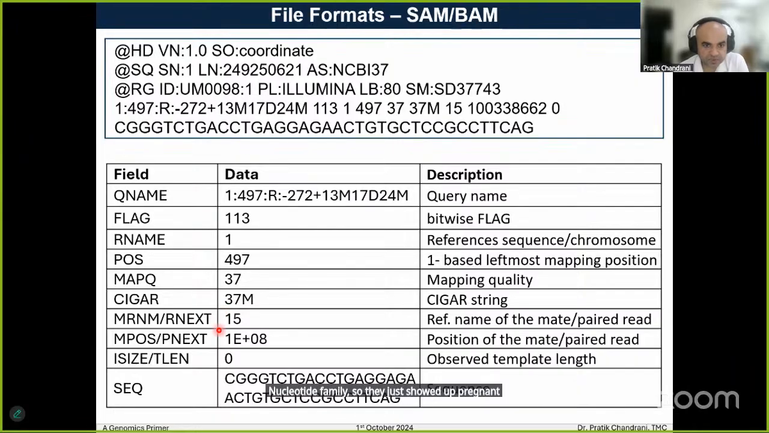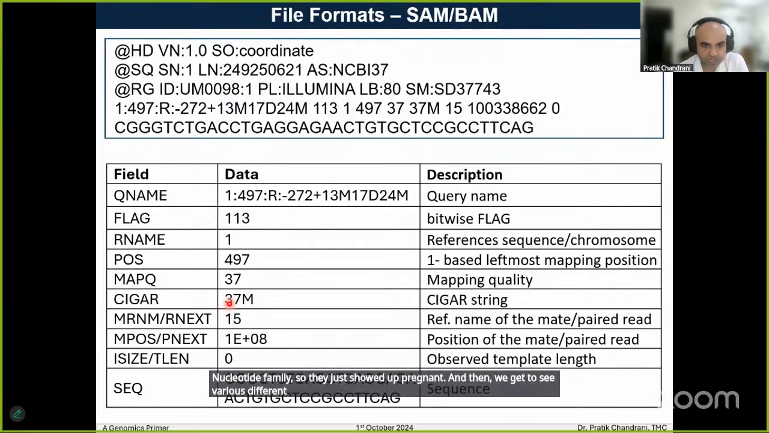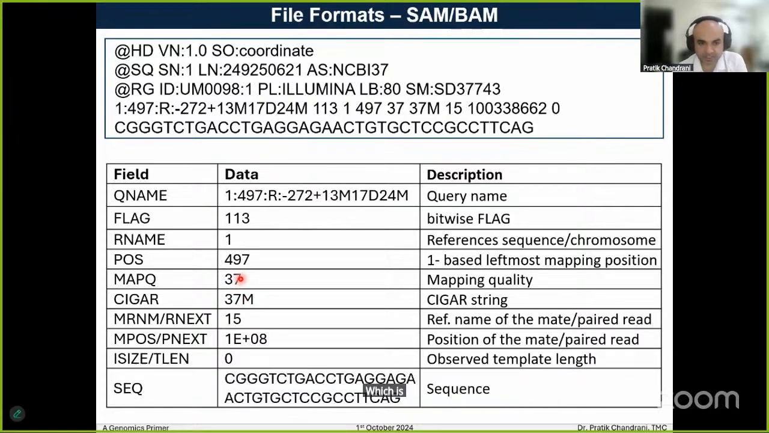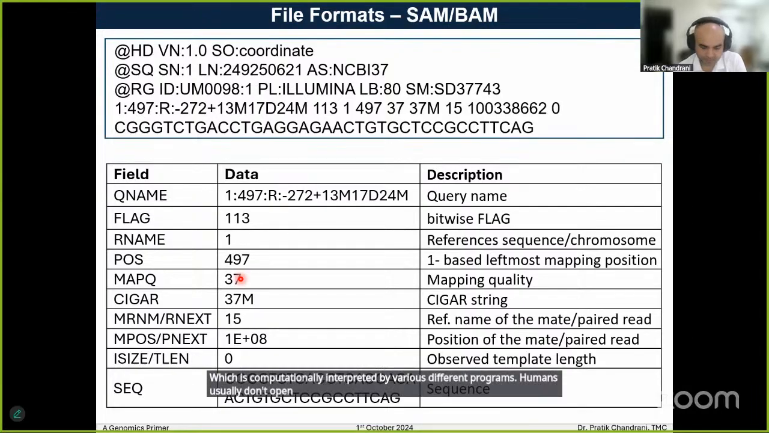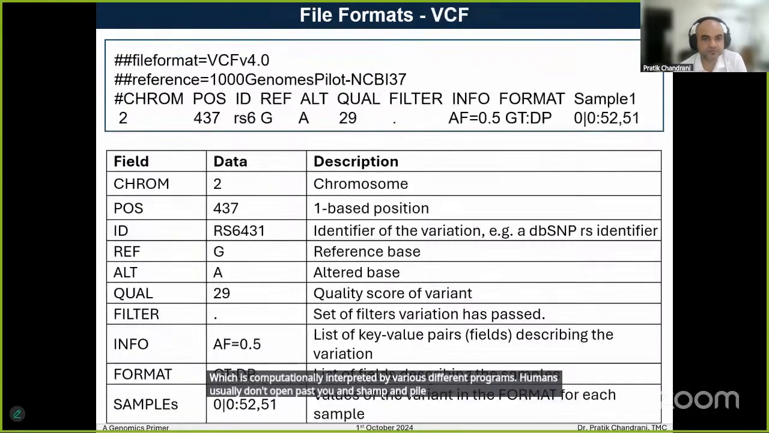And then we get to see various different quality of alignment in the CIGAR string and mapping quality, which is computationally interpreted by various different programs. Humans usually don't open FASTQ and SAM/BAM files themselves.